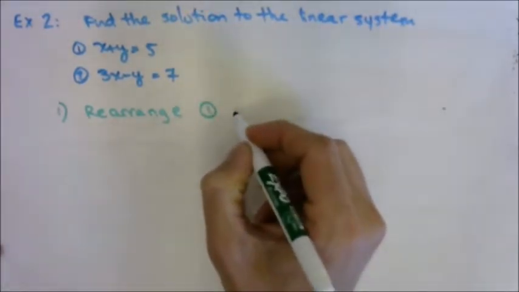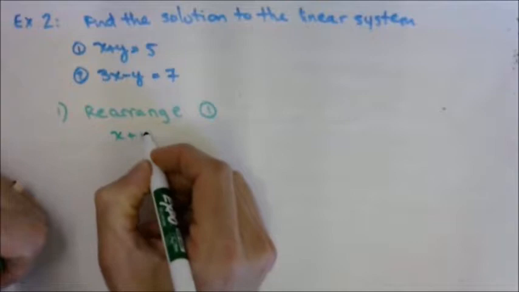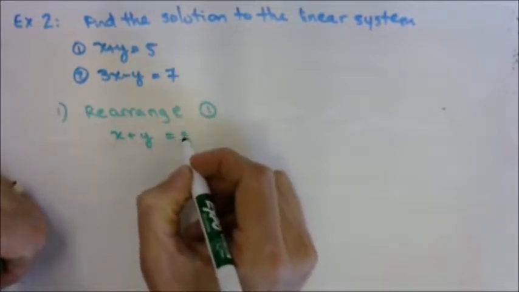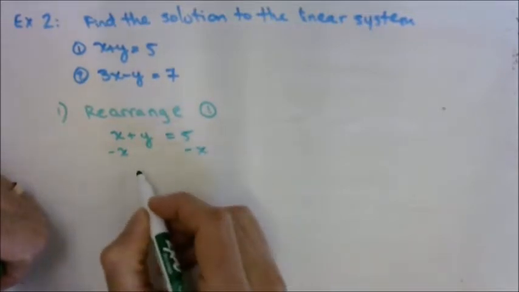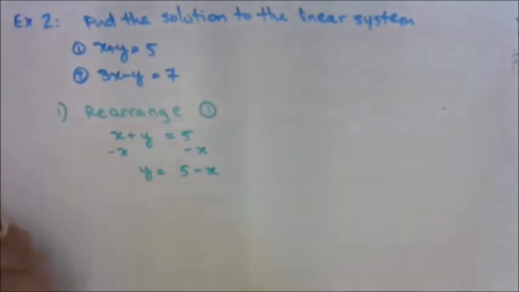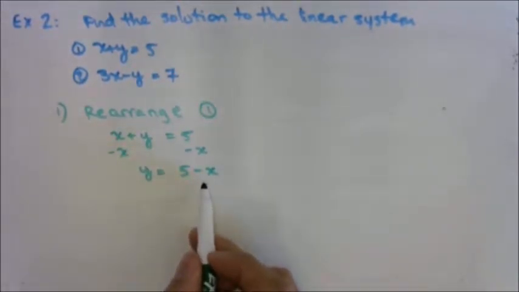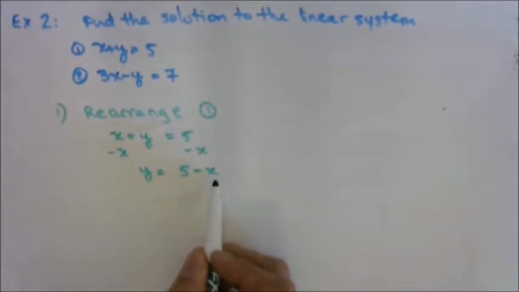equation 1 so that instead of x plus y equals 5, I can subtract x from both sides, and I'll get y equals 5 minus x. Now I have what we call y in terms of x. I know what y is, not exactly, it doesn't have an exact numerical value, but I know y in terms of x. Y is 5 minus x.